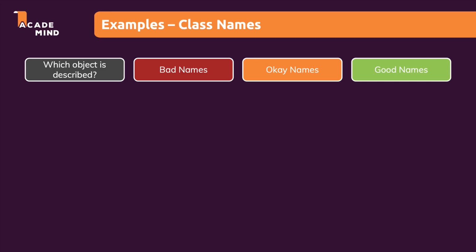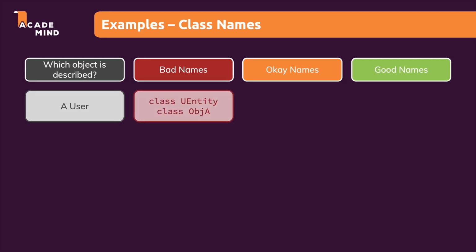So now it's again time for more examples, this time focused on classes. And again, we got these three kinds of names, and the question is which kind of object is described. And let's say that is a user again. How should the classes be named then? When it comes to bad names, we could use something like uEntity or Object A. These, again, are very unspecific. They could hold anything. These are not the names you want to use.